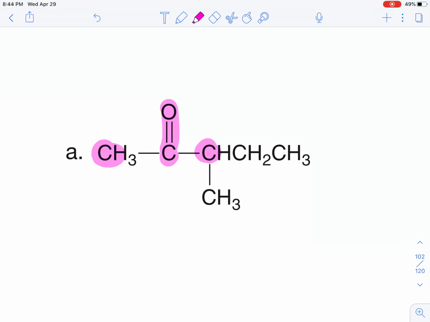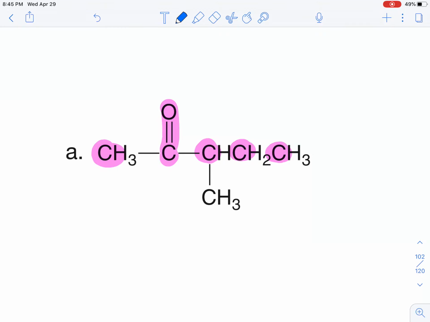And so for me to find the longest carbon chain that incorporates the ketone, I have to go further to the right. I can't go down, because if I go down, I'll be one carbon short compared to just going across.